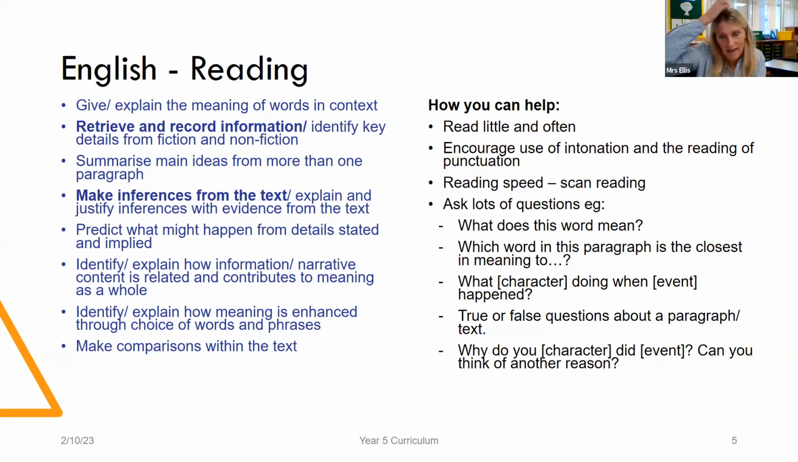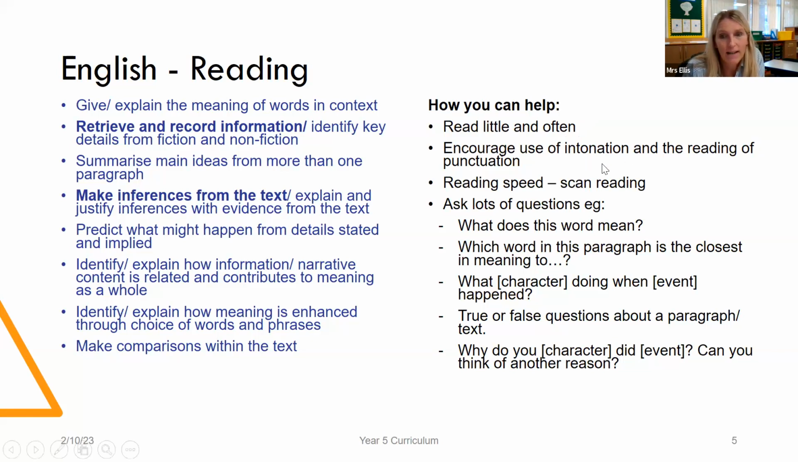So with reading, often a lot of parents ask how they can help. So I've tried to instil in the children that reading is so important. So little and often, every day, if they can, reading their school reading books or reading books of their own, or if they've got magazines or comics or the Week Junior or something, reading in all different contexts is really, really important.